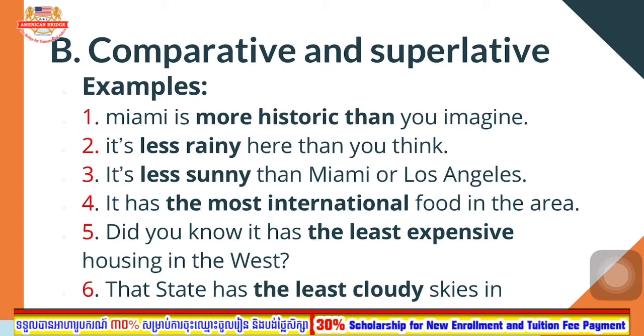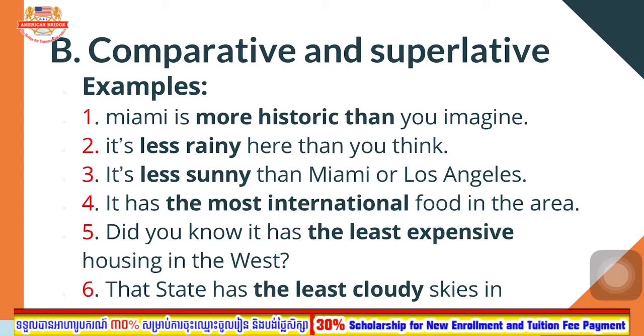Number four, it has the most international food in the area. So look at the most. You know the most that we use with the superlative adjective. So we talk about the greatest of something. So the most international. International over here is an adjective, and it has more than two syllables. Okay. So food in the area.